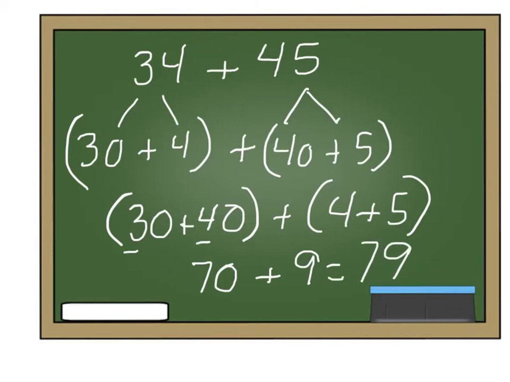Now, if I was going to do this mentally, again, I would look at my 34 plus 45, and I would say, well, I have 3 tens and 4 tens. That gives me 7 tens. And I have 4 ones and 5 ones, and that gives me 9 ones, and I'll just tack that onto the end, and I have 79.